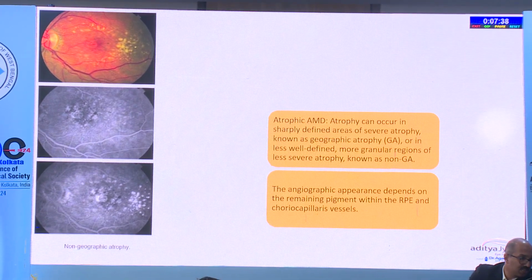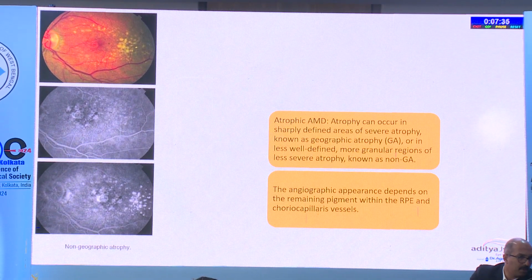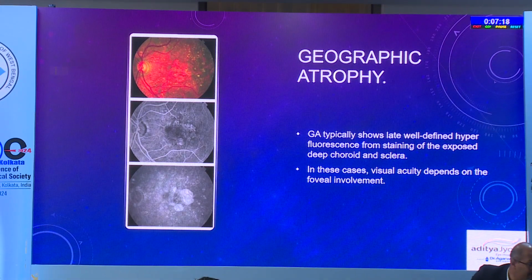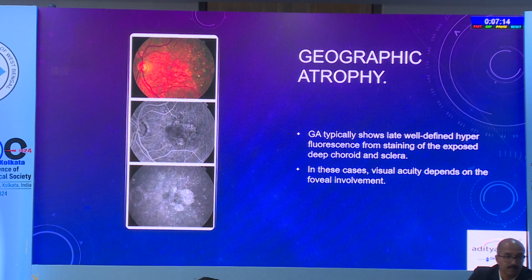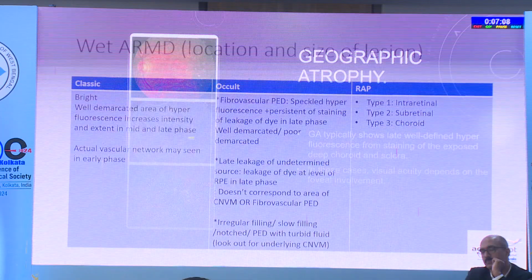In atrophic AMD, atrophy can occur in sharply defined areas of severe atrophy, known as geographic atrophy, or in less well-defined, more granular regions of less severe atrophy, known as non-geographic atrophy. The angiographic appearance depends on the remaining pigment in the RPE and choriocapillaris. GA typically shows late, well-defined hyperfluorescence from staining of the exposed deep choroid and sclera. In these cases, visual acuity depends on foveal involvement.